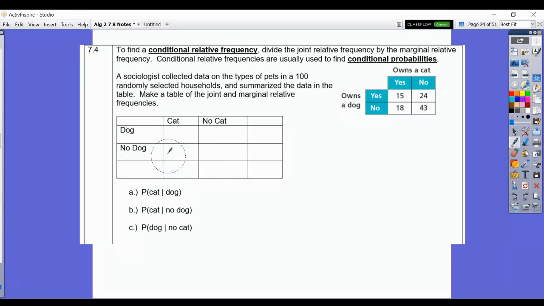All right, this one has a table and then some probability questions. So the first thing we want to do before we start trying to answer those questions is fill in the table. So we have 100 animals total. And so we're going to divide each of those and fill in your table. Again, you're welcome to pause the video or just go ahead and fill it in with me as I go.